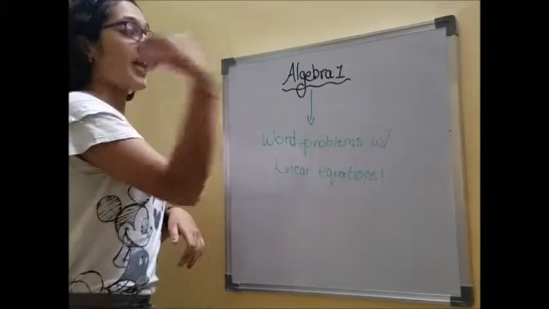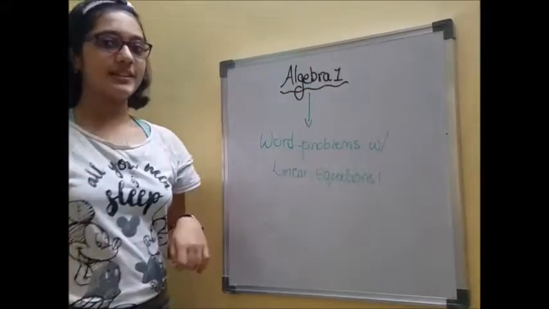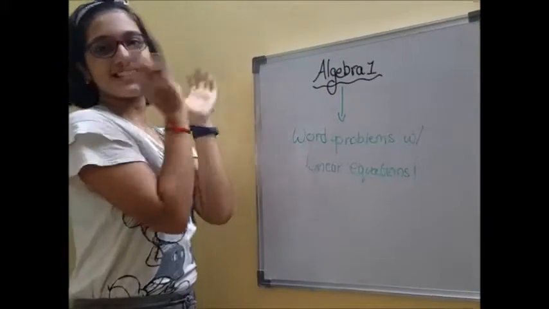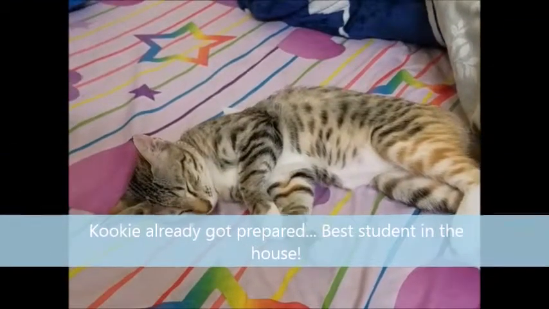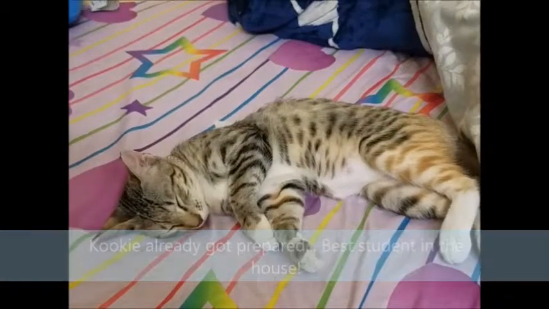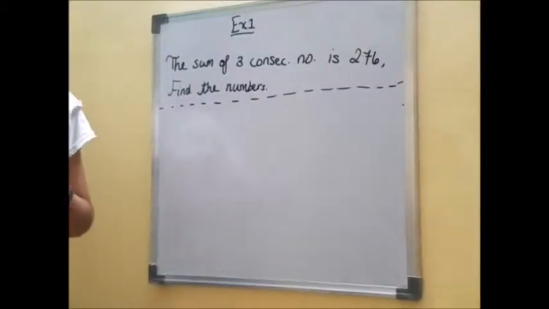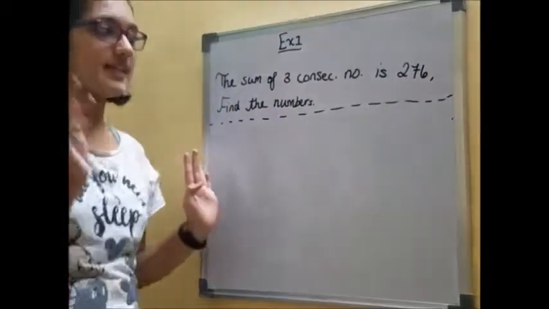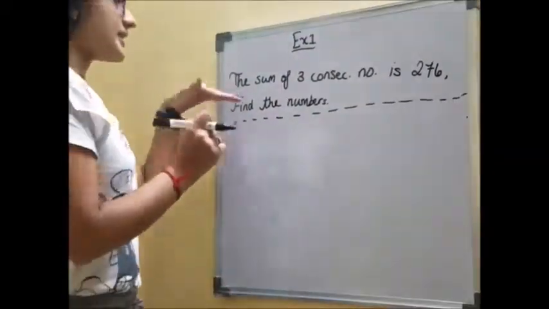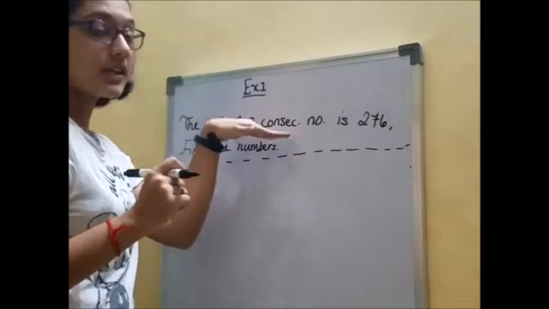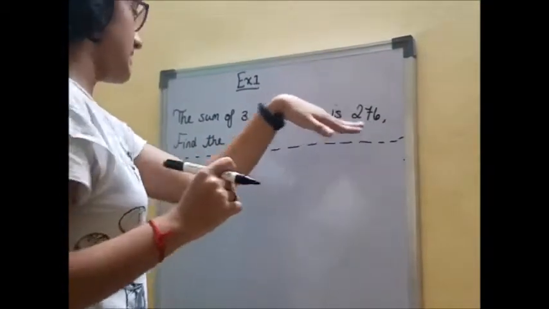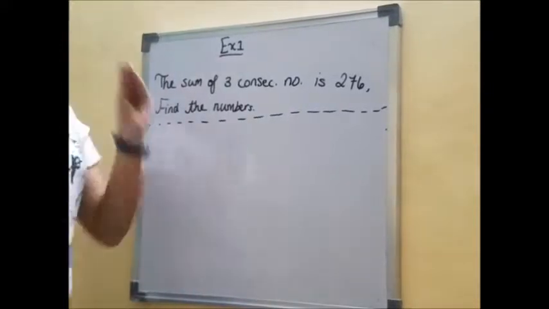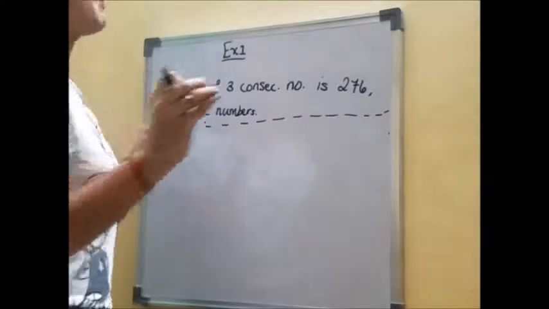We are back with Algebra 1, but this time we're going to be looking at word problems with linear equations. So we're going to start with a warm-up, a simple and easy word problem. It says the sum of 3 consecutive numbers is 276. Find the numbers. Always underline the keyword so it can help you better.